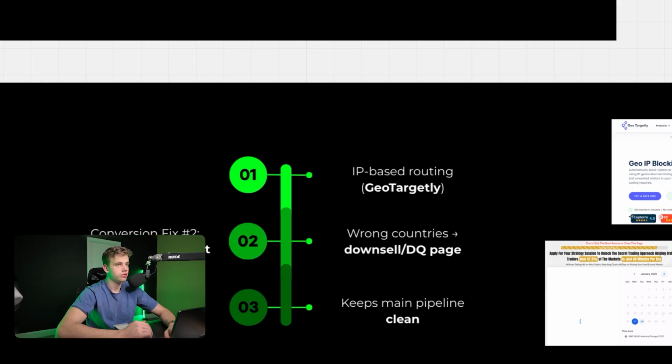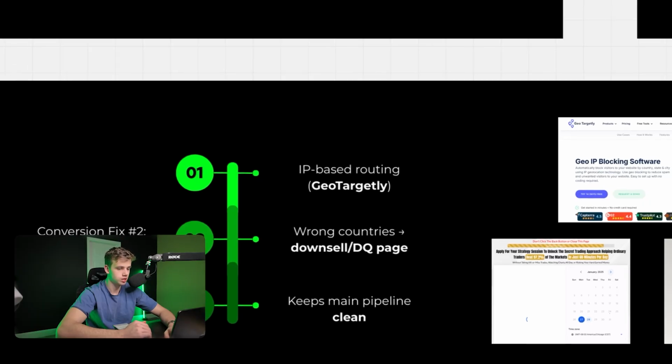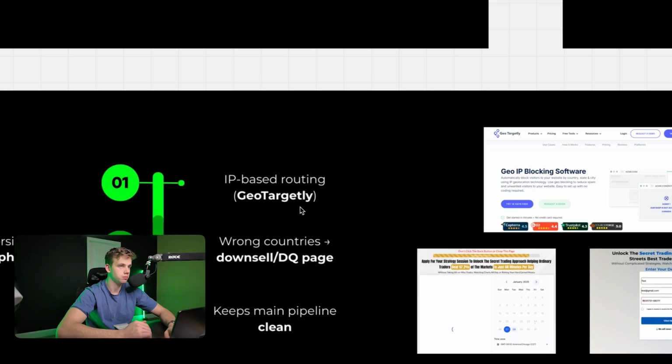This also works really well if you have a downsell or a disqualification page. So if you have a main product like a high-ticket mentorship, and someone from a third world country lands on it, instead of just losing them and redirecting them to an unknown page, you can redirect them to a low ticket page. And that just keeps your main pipeline clean.